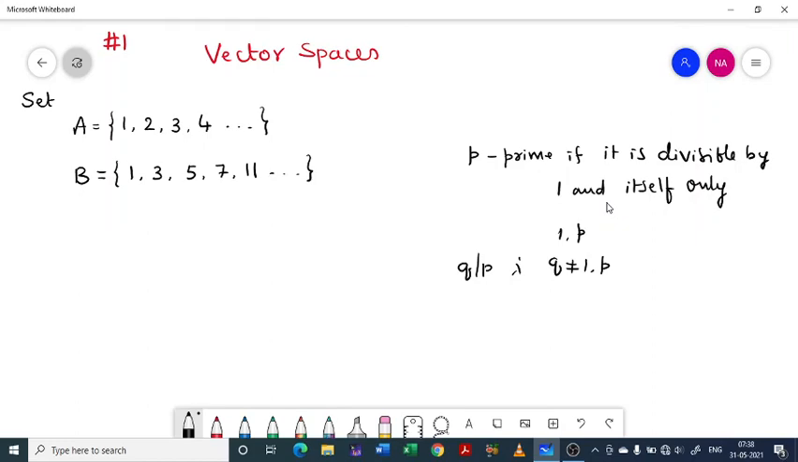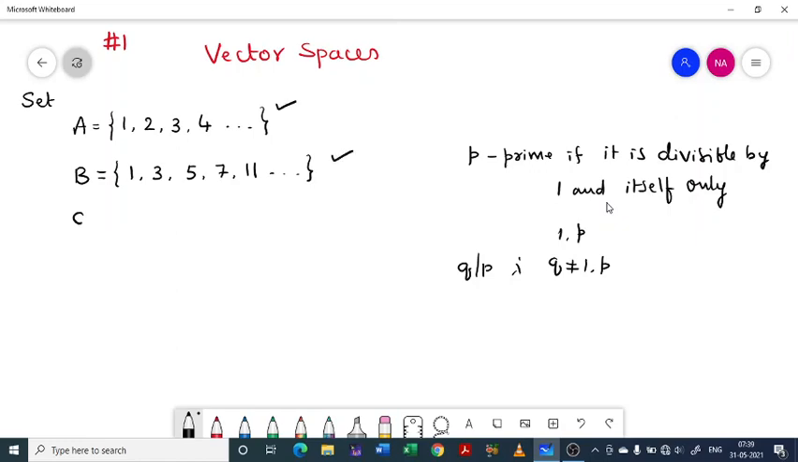So given any set of integers, that can be classified into two: one is the set of prime numbers and another is the set of composite numbers. So 9 is a composite number as it is divisible by 3. Now this forms a set, and this forms a set.